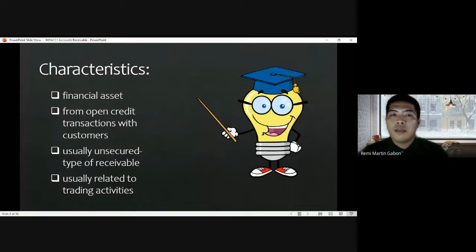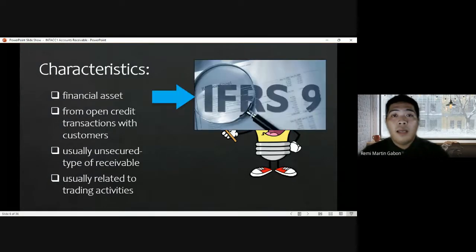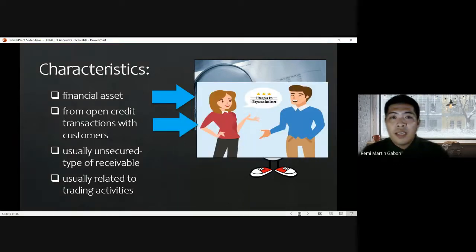Now, characteristics of an accounts receivable, just like with all other receivables, it is a financial asset as provided by IFRS 9 or PFRS 9. To be more specific, it is an amortized cost financial asset. And then it is from open credit transactions with customers. Ibig sabihin, more like of a word of mouth. Diba? But it does not necessarily mean a word of mouth lang talaga. Actually, when we say open credit with customers, meron naman talaga tayong evidence. Yun nga lang, not that strong because the customer can still deny such evidence.